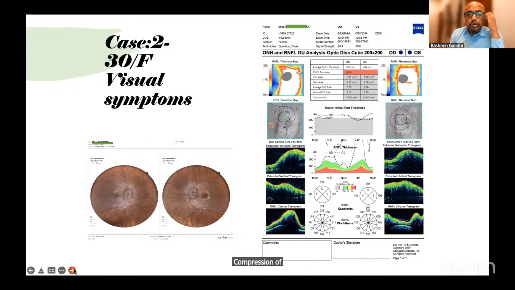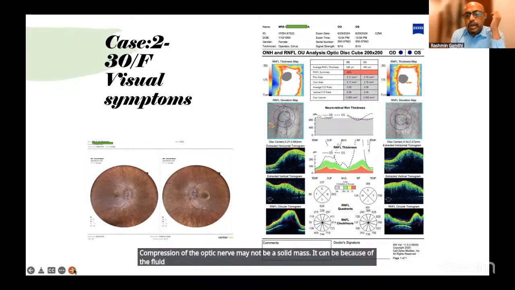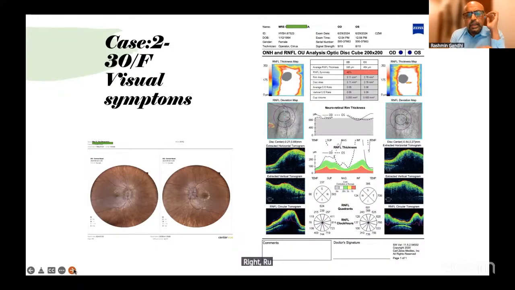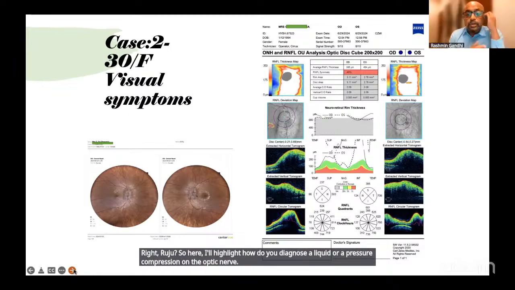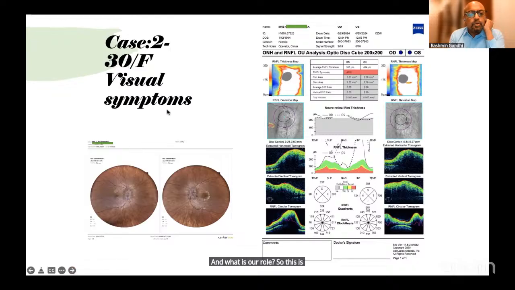Compression of the optic nerve need not be a solid mass. It can be because of fluid, as was also mentioned by Ruju. So here I'll highlight how you diagnose a liquid or pressure compression on the optic nerve and what our role is. This is a 30-year-old female who had an increased body mass index, a little obese, on oral contraceptive pills, complaining of headache and visual symptoms, and had bilateral disc edema.